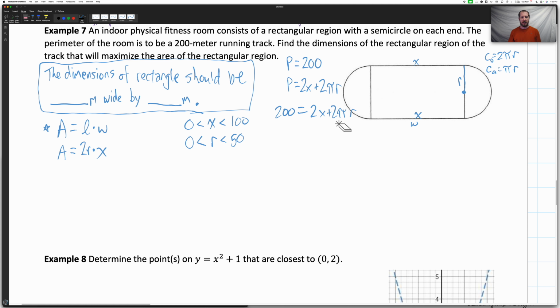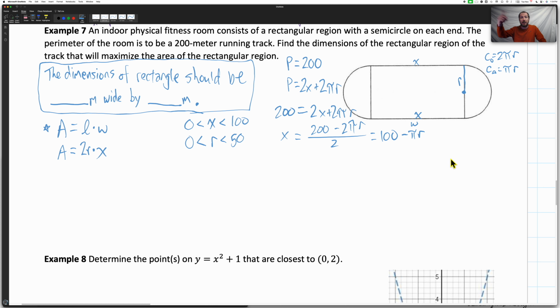I'm going to solve for x. We subtract 2 pi r from both sides and then divide by 2. So x equals 200 minus 2 pi r, divided by 2. We can simplify that. 200 over 2 is 100, and 2 over 2 is 1, so minus pi r.